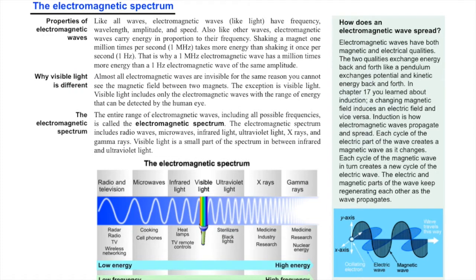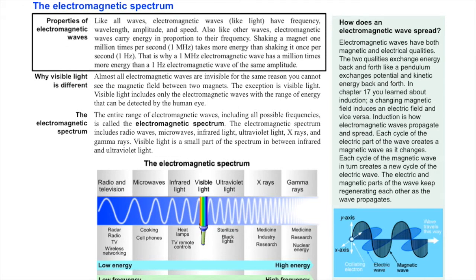The electromagnetic spectrum. The properties of electromagnetic waves. Like all waves, electromagnetic waves like light have frequency, wavelength, amplitude, which we know as brightness, and speed. Also like other waves, electromagnetic waves carry energy in proportion to their frequency. Shaking a magnet 1 million times per second, 1 megahertz, takes more energy than shaking it once per second, 1 hertz. That is why a 1 megahertz electromagnetic wave has 1,000,000 times more energy than a 1 hertz electromagnetic wave of the same amplitude or brightness.